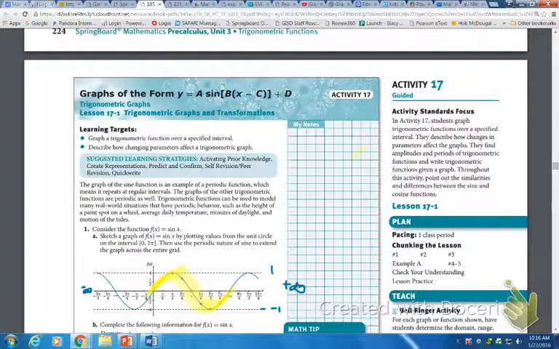Then they asked you, is the graph symmetric about the y-axis? So let's look. So here's our y-axis. Is it symmetric about the y-axis? Yes or no? No, it is not. Okay. Does it have symmetry somewhere else? It does have symmetry in the origin. You're right.